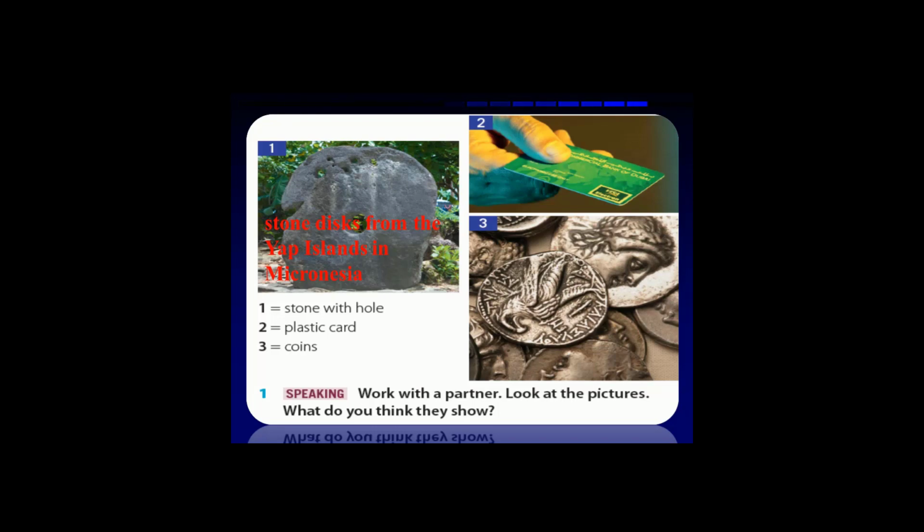What about picture 2? Picture 2, it's a plastic card, and it shows a debit card. It's called a debit card, which we use in order to withdraw money from the cash point. Look at picture 3, coins. I think it's what? Roman coins.